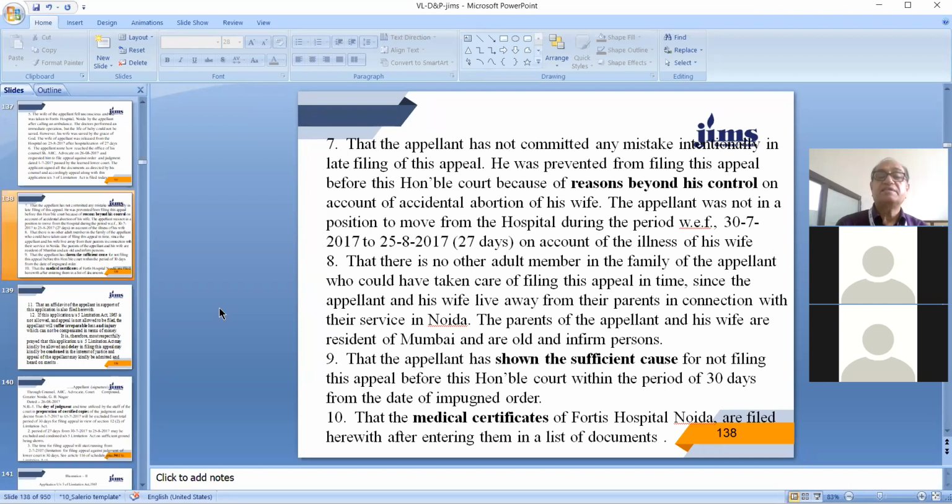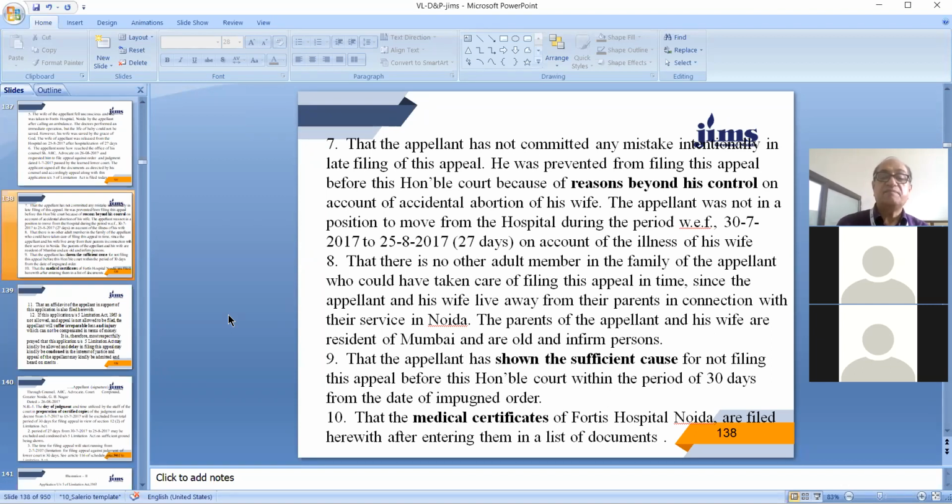Para 8, that there is no other adult member in the family of the appellant who could have taken care of filing this appeal in time, since the appellant and his wife live away from their parents in connection with their services in Noida. The parents of the appellant and his wife are residents of Mumbai and are old and infirm persons. Para 9, that the appellant has shown sufficient cause for not filing this appeal before this honorable court within the period of 30 days from the date of the impugned order.